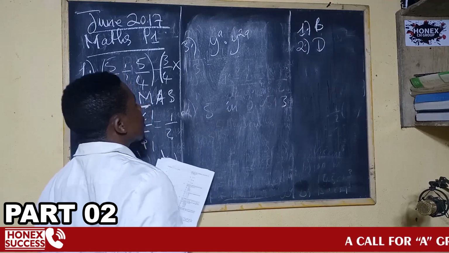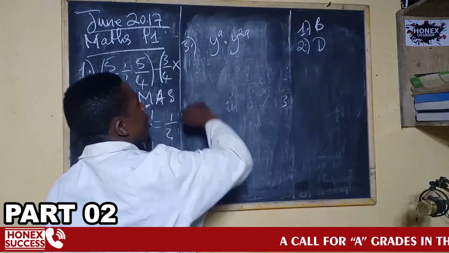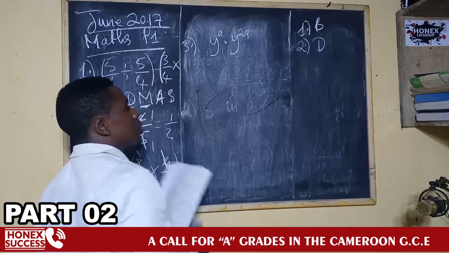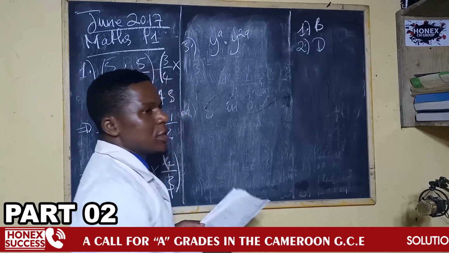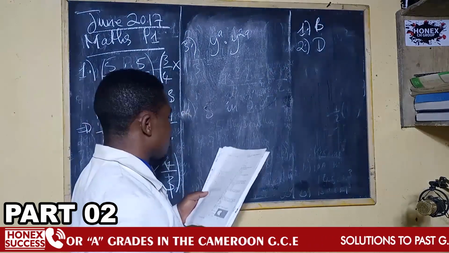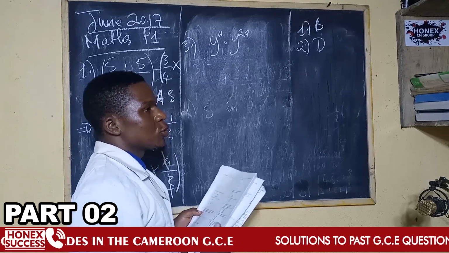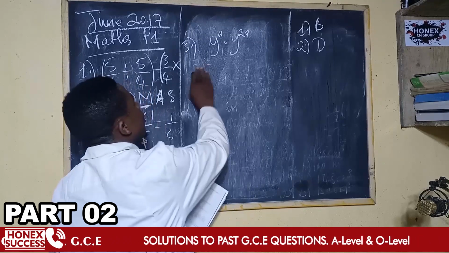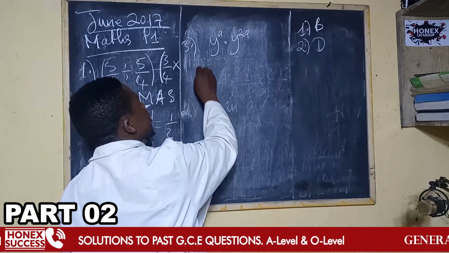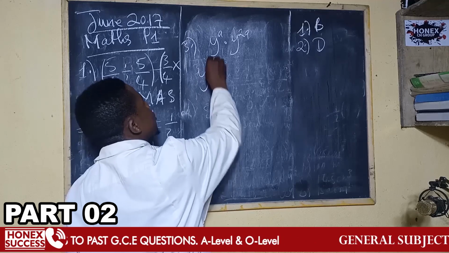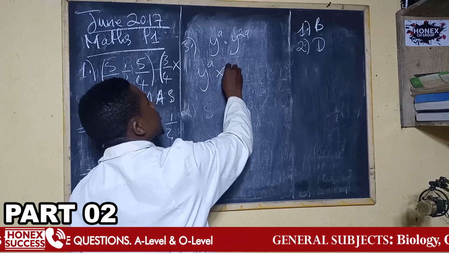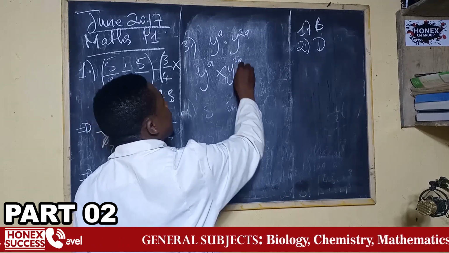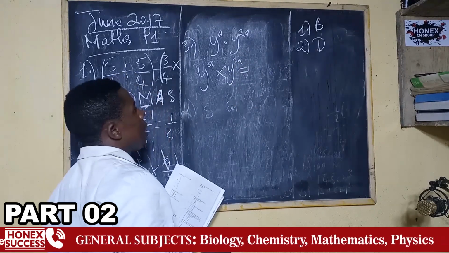In order to work out the solution to this, you need to recall laws of indices, which was done in class in Form 2 and also in Form 3. Okay, now we take a product of this. We have y to the power a times y to the power 2a. Okay, it will be equal to, you check the base?